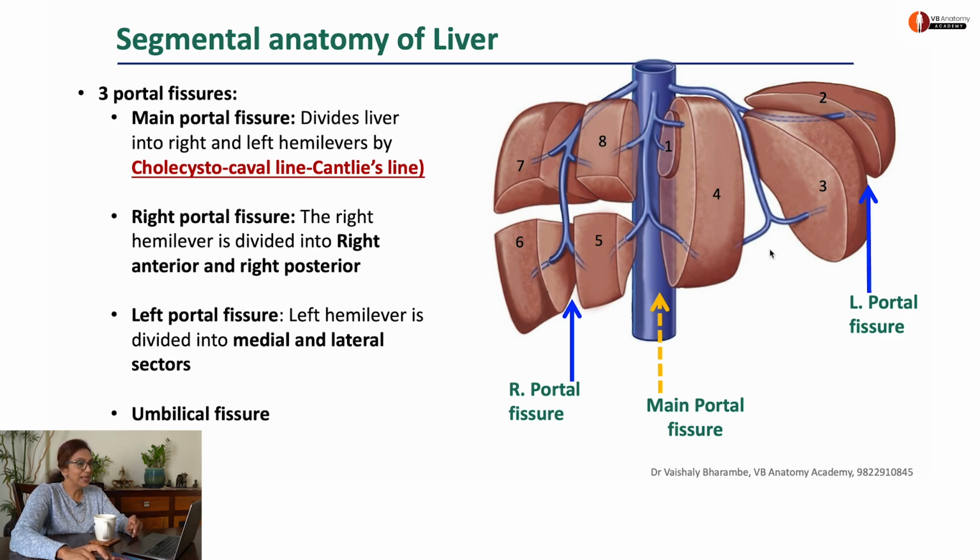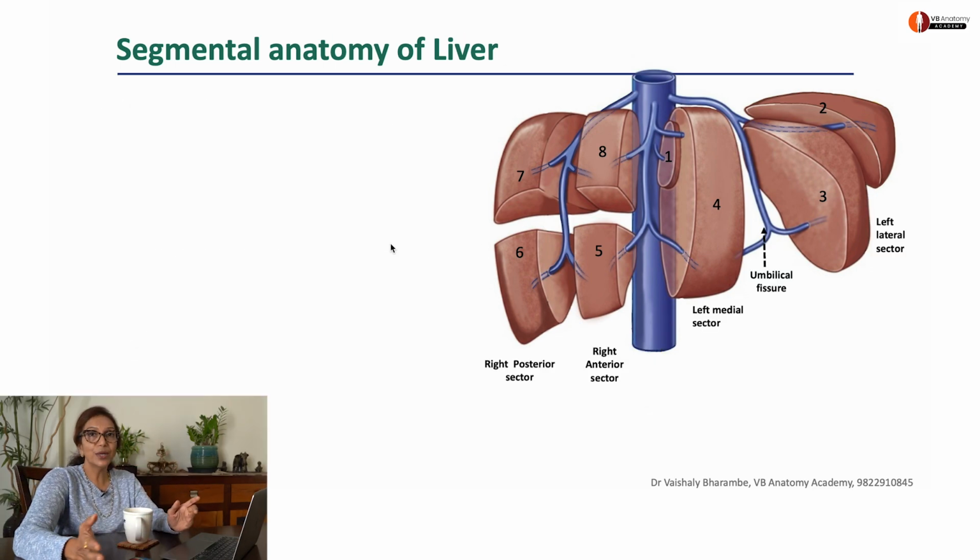Finally, there's also an umbilical fissure. I want you to focus here. This is the point where the left umbilical vein or the ligamentum teres hepatis enters into the liver. So what have we learnt?